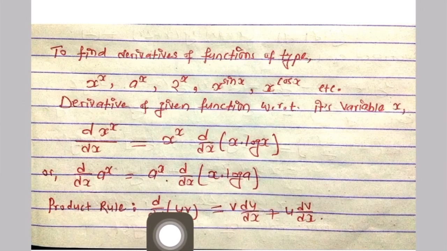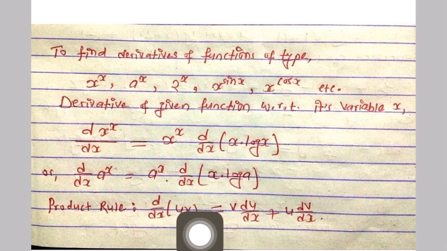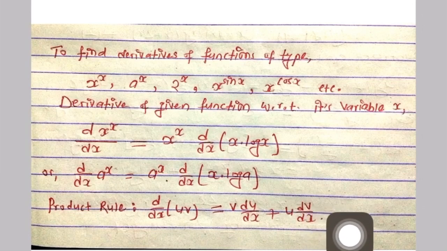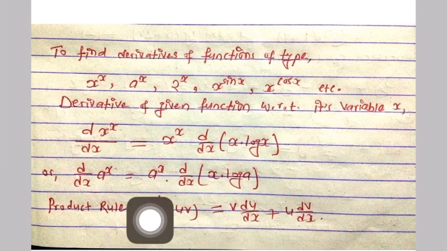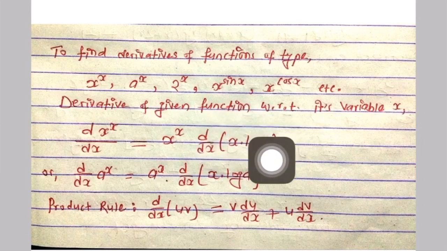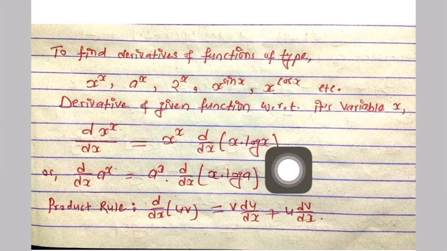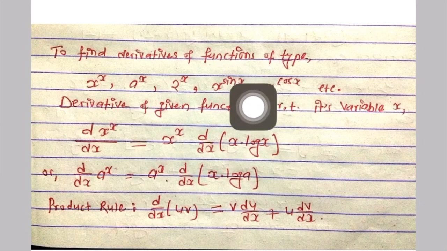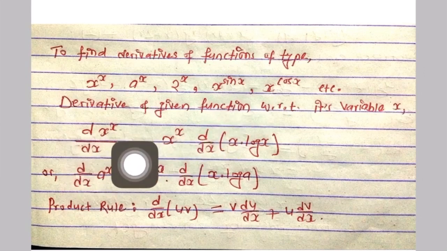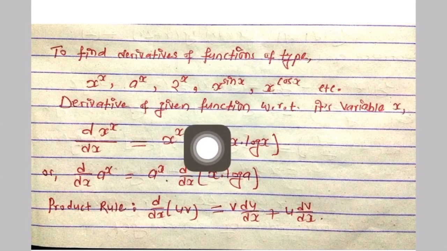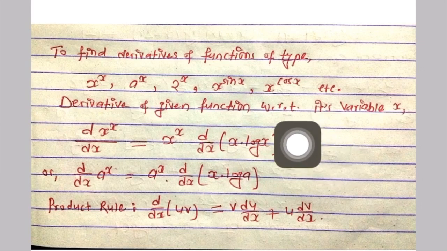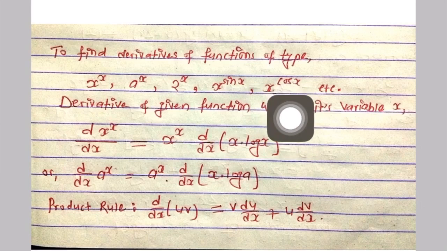The product rule is given as: if u and v are two functions of x, then the derivative of uv with respect to x is given by v times du by dx plus u times dv by dx. We can apply this product rule to find the derivative of d by dx of x dot log x. Similarly, the derivative of x power sin x with respect to x is equal to x power sin x times d by dx of sin x times log x. In this way you can apply the same rule to find the derivative of x to power cos x.